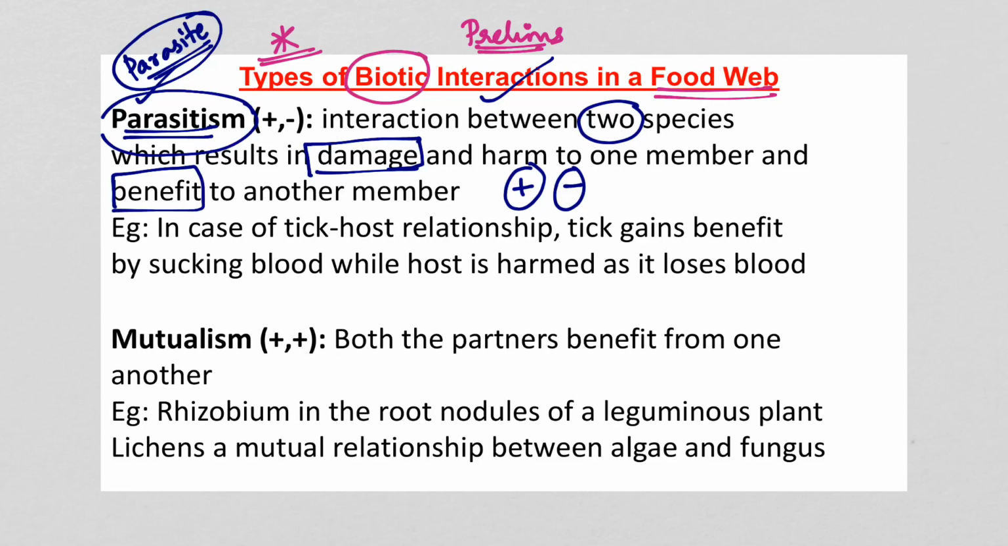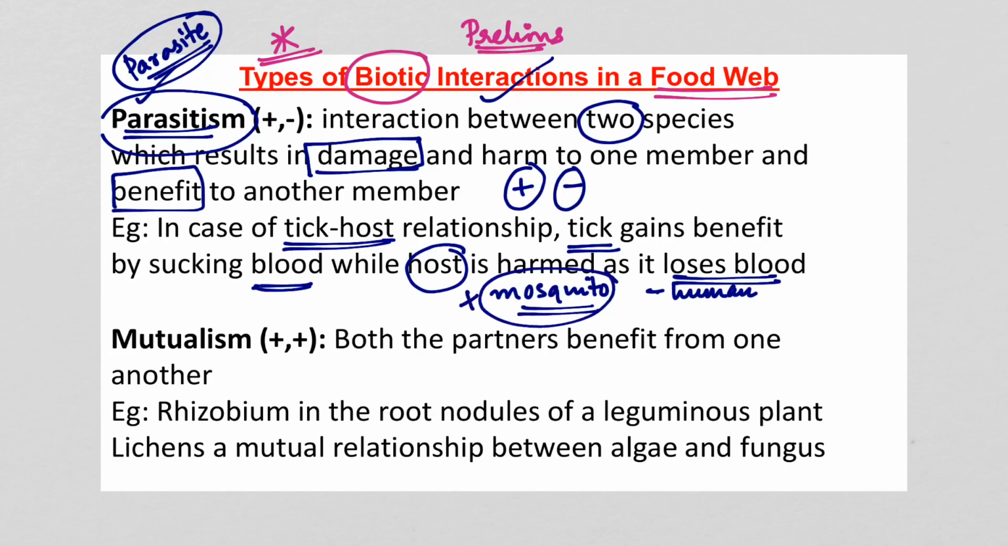Now an example is the tick-host relationship: the tick gains benefit by sucking blood while the host is harmed as it loses blood. A very good example is the mosquito and human beings. If a mosquito bites you, the mosquito is benefited. The mosquito is a parasite in the sense that it will get blood from your body, whereas human beings lose their blood, so they are negatively impacted. So this is called a parasitic relationship.